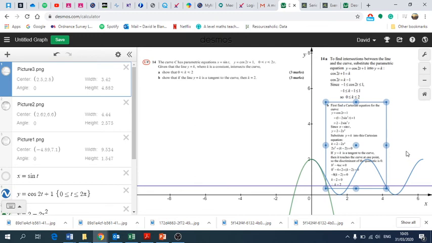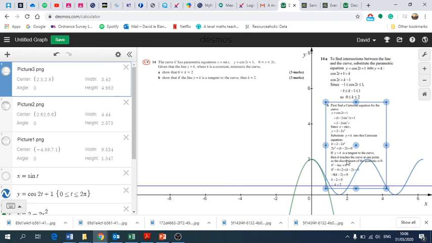If y equals k is a tangent, what we've got to do next is substitute y equals k into this Cartesian equation. Instead of y we can write k, so k would be equal to 2 minus 2x squared. Substituting that in, if y equals k is a tangent to the curve, then it touches the curve at one point. So the discriminant of the quadratic is 0.